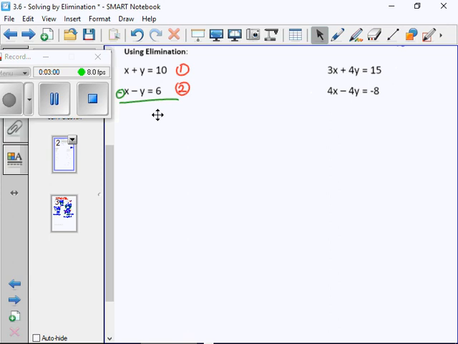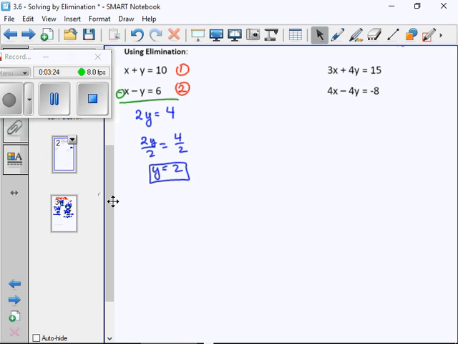So we get 2x, we get this. x minus x is 0, but then we have 2y is equal to 4. That's because y minus negative y is really y plus y, so that's 2y. And then 10 minus 6 is 4. And then we just solve. So we get 2y over 2 equals 4 over 2, and we solve and we get y is equal to 2.